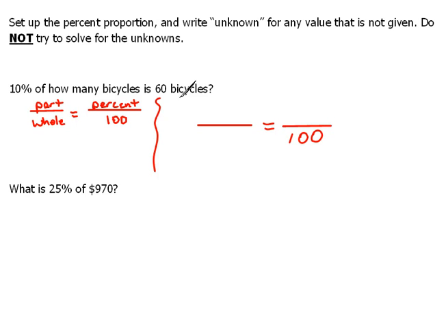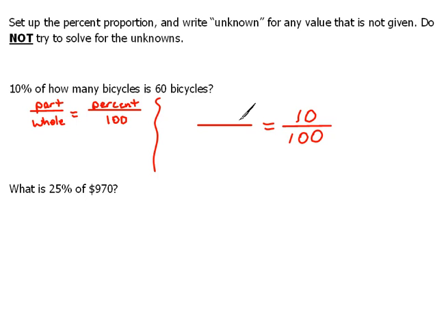Now, looking at our problem here, it says 10% of how many bicycles is 60 bicycles. So again, the percent is probably the easiest thing to recognize out of here. We know we're dealing with 10%. So that tells us that 10 goes on top of 100 here.